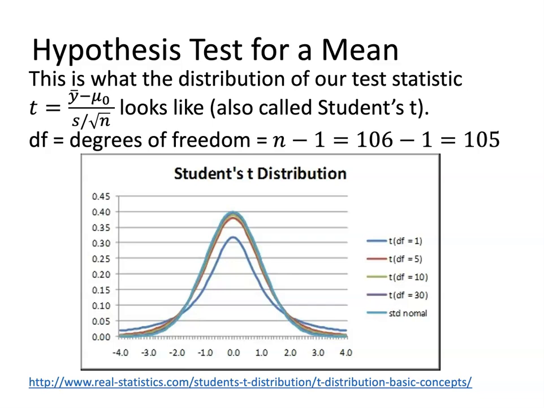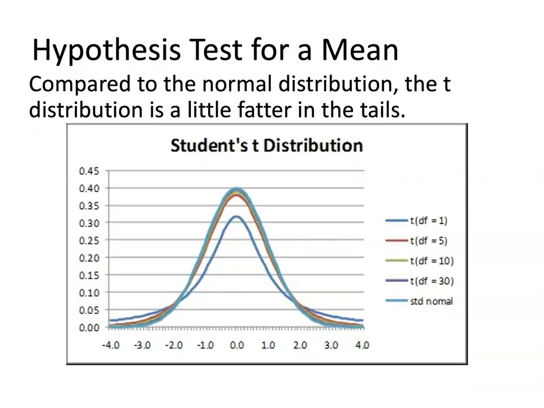So notice there are lots of different t distributions, and it all depends on something called df, which stands for degrees of freedom, which is n minus 1. In this case, that's 106 minus 1, or 105. So we have 105 degrees of freedom. So notice when we have a small sample, let's say the degrees of freedom is 1, we're going to get this blue curve over here. And at the other end of the spectrum, when the degrees of freedom is 30, we're going to get the one that's really close to the top curve, which is just a standard normal curve. So the greater the sample, the closer the t distribution is to just a normal distribution.